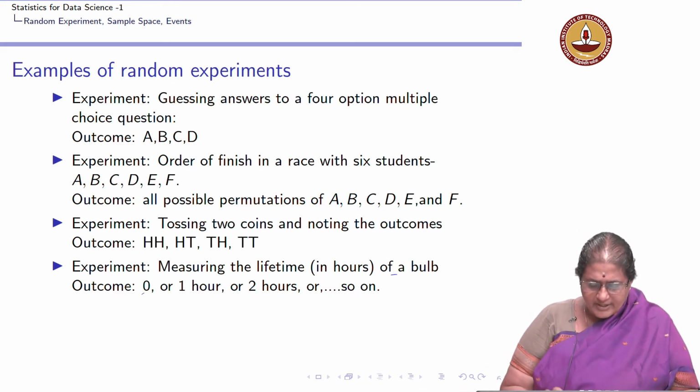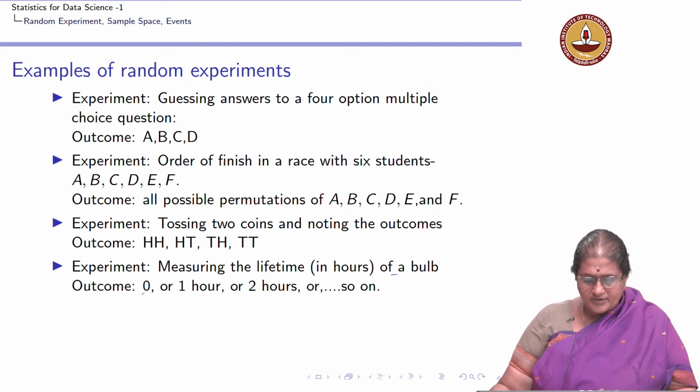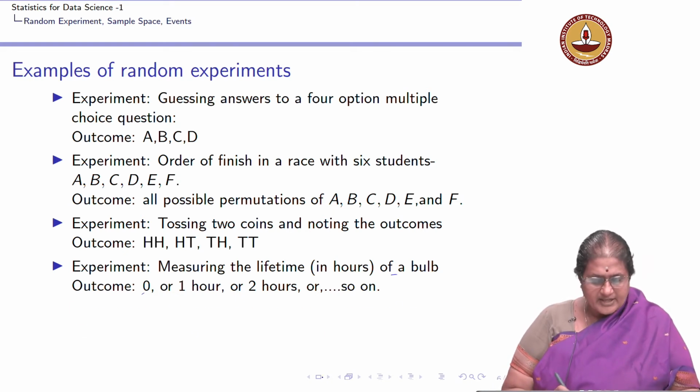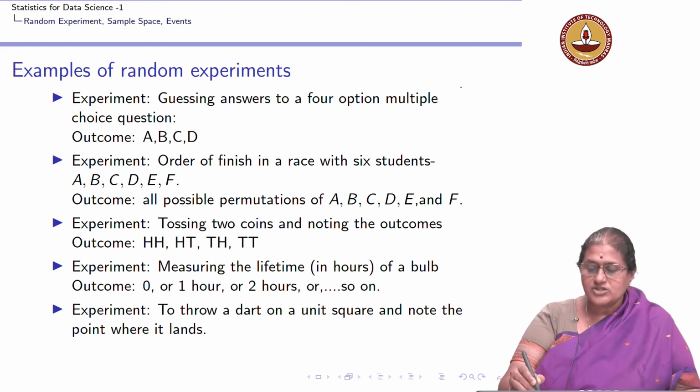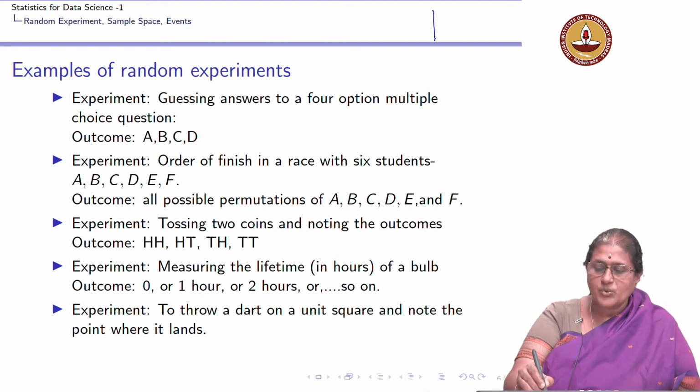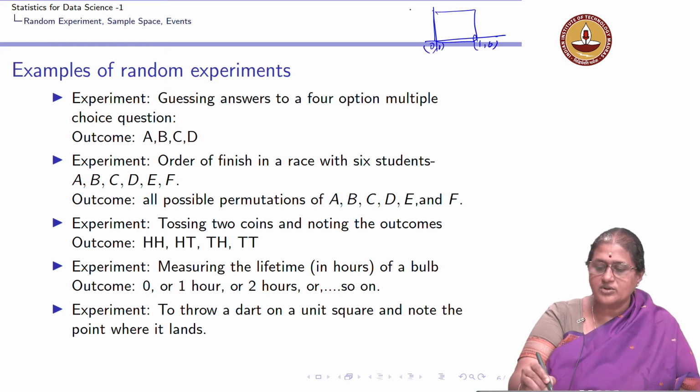Similarly, let us go to the next experiment. The next experiment we are going to look at is the experiment where I am throwing a dart. Suppose I have a unit square here. For example, this is the point 0, 0, this is the point 1, 0, this is the point 0, 1, this is my x axis, this is my y axis and this is the point 1, 1.